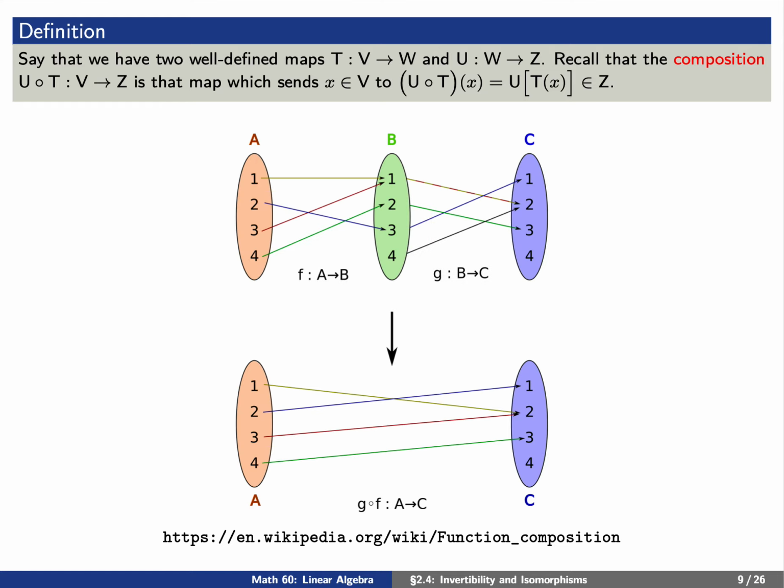Here you can see a diagram of how this works. On the left, we have, instead of V, a set A. In the middle, we have, instead of W, a set B. And on the right, we have C instead of Z. You can see here that the composition G circle F is like that of the composition U circle T. We start on the left and go all the way to the right.